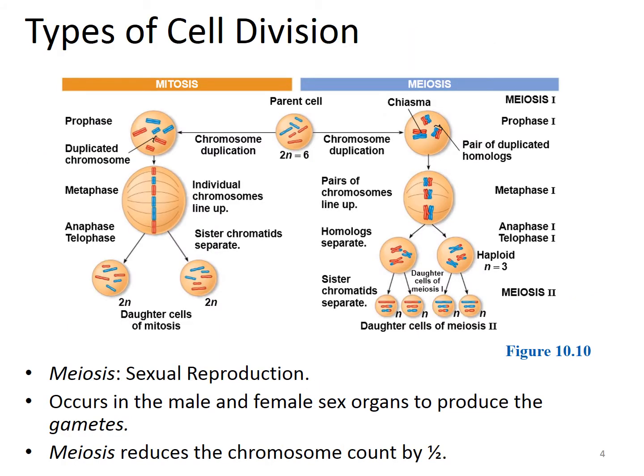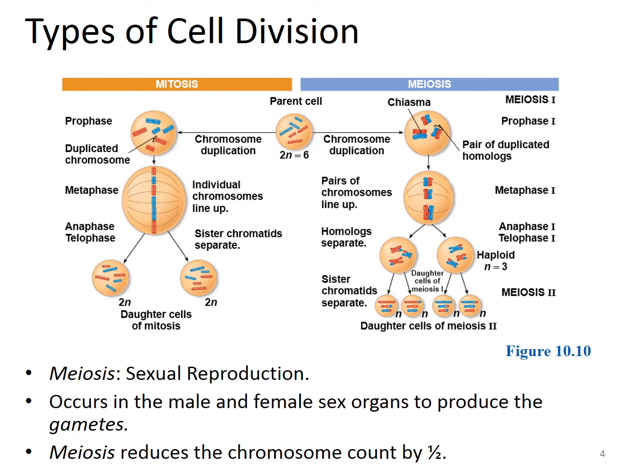Let's just do a little bit of a comparison and contrast between the two types of cell division. The two types of cell division are mitosis and meiosis. Let's start with a special type of cell division that occurs in sexually reproducing organisms called meiosis. And meiosis really is the basis of sexual reproduction. So meiosis occurs in the male and the female sex organs. So in the male, that's the testicles, and in the female, that's the ovaries.